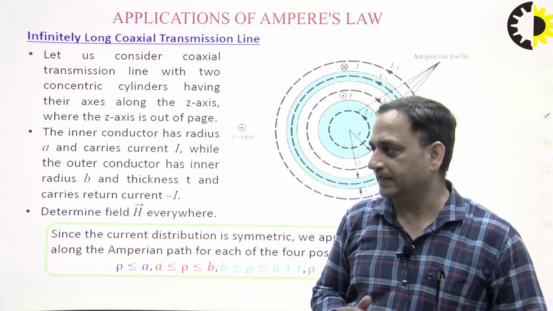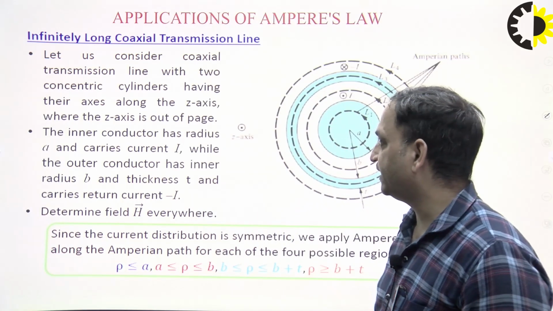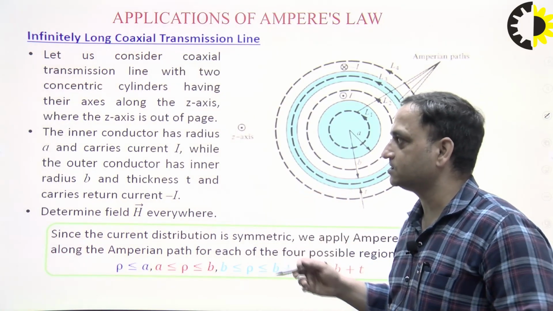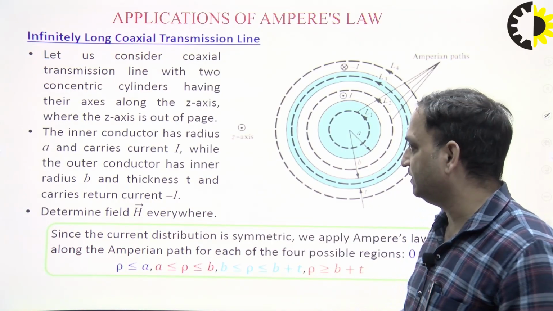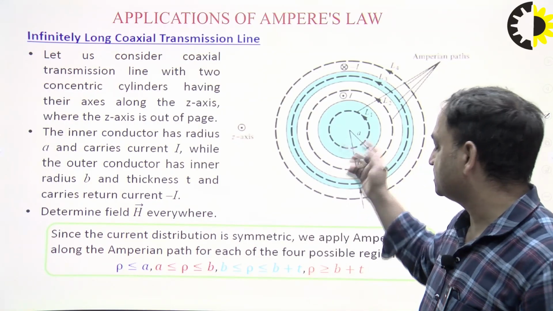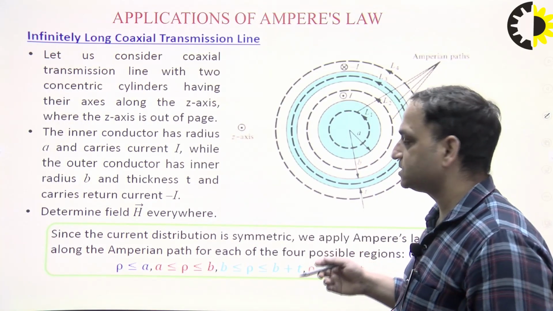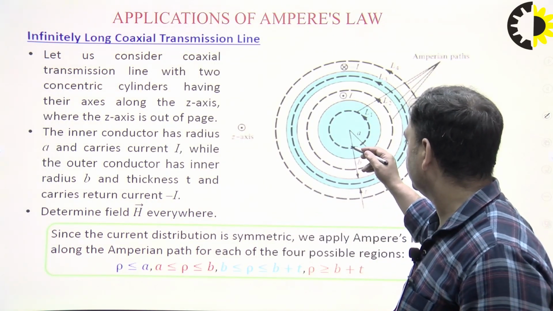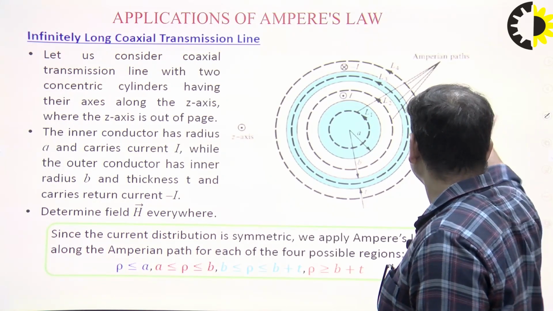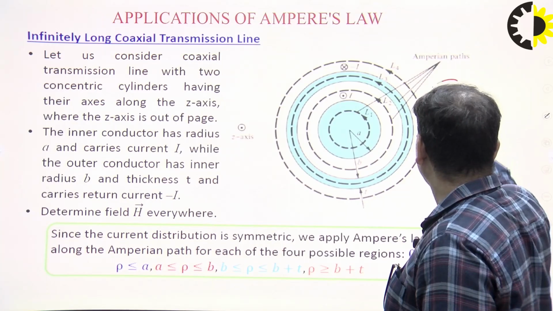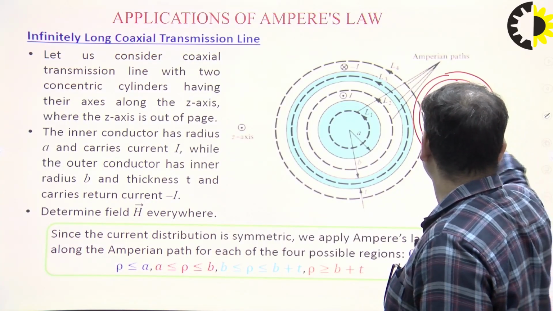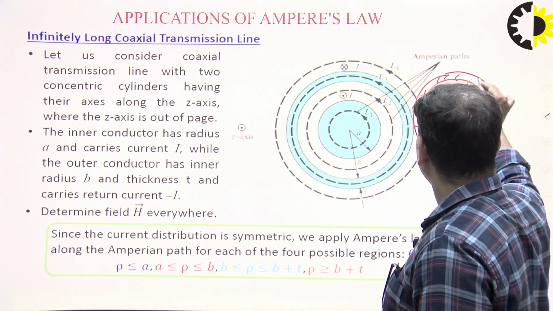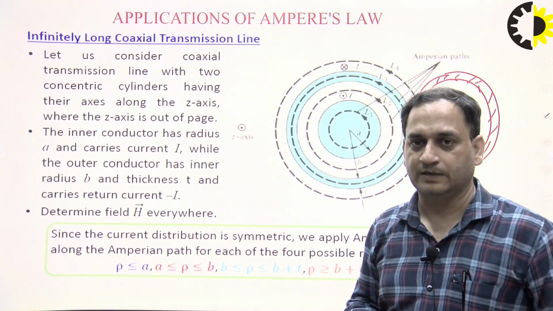Similarly, we can apply this concept of Ampere's circuital law to an infinitely long coaxial transmission line, in which the question is how to find the value of H everywhere across this coaxial transmission line. It means we have to find the Amperean path. So for this one, suppose we have this inner conductor and outside we have this outer conductor. So what is the value of H everywhere? What we will do is take the Amperean path. So what are the possible Amperean paths?